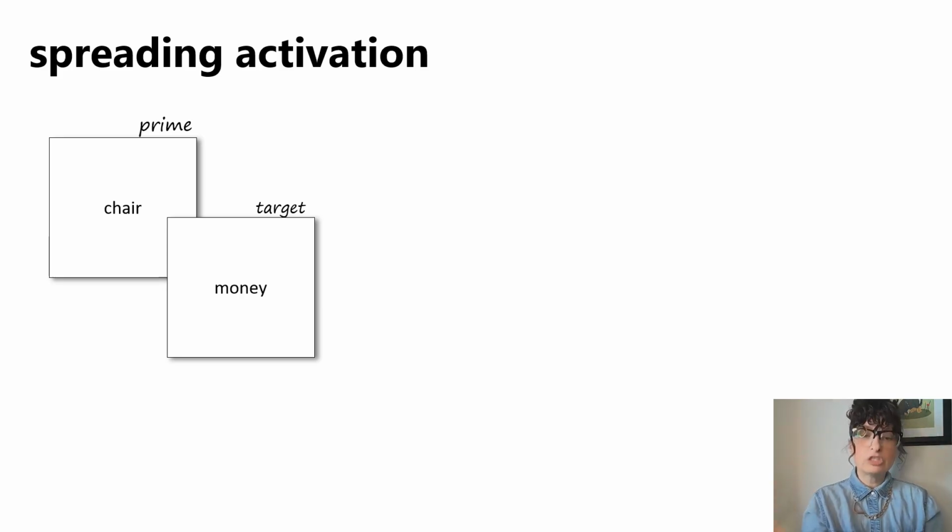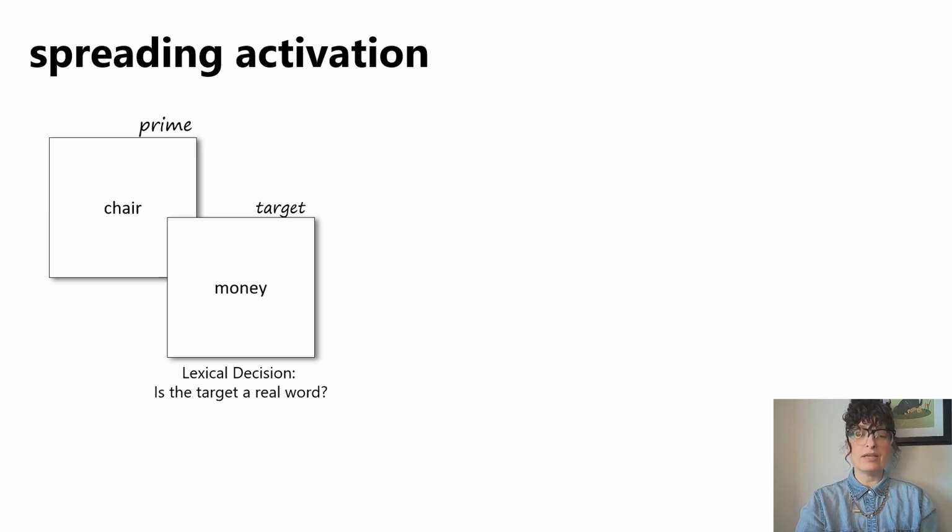So here, chair is the prime, money is the target. You make the decision about whether or not money is a real word. So here, yes, it's a real word. In this example, you can see that the prime and the target are unrelated. So the prime should not improve processing of the target here because they're not related.